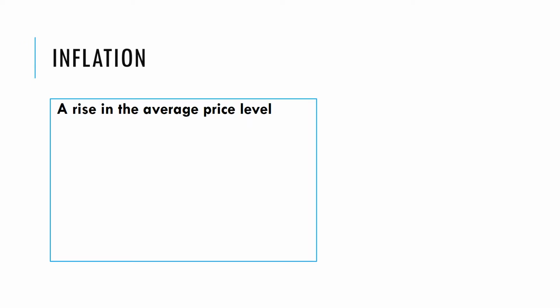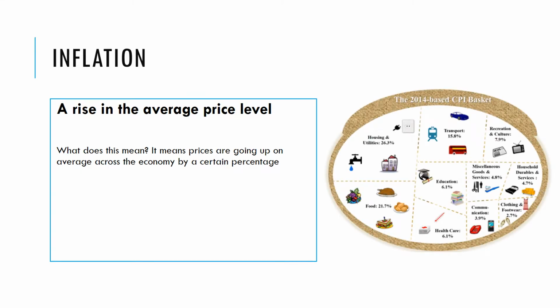Inflation is a rise in the average price level. What does this mean? It means prices are going up on average across the economy, and it's normally given by a percentage. So let's think about this. This is not the price of one particular thing. We're talking about on average. So across all the goods and services made within our economy, on average, is the level of those prices going up or is it going down? If it's rising, we call that inflation and we give it as a percentage.